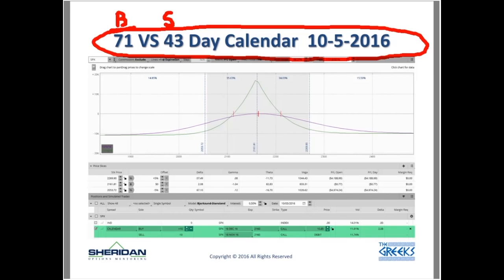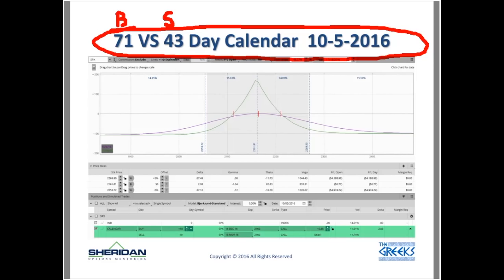So to me, there's two groups of calendars. I might do calendars, maybe a 4 to 11-day calendar. That's short term, meaning your short option expires in 4 to 11 days. And then you have longer term calendars where your short expires 30 to 50 days. And they have totally different Greeks. I treat a 4 to an 11-day calendar much differently. It's a different trade to me than a 71, 43-day calendar. So this is a longer-term calendar.